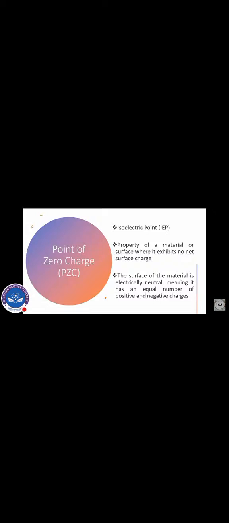Iso means same, the point at which the charges on the surface of a material become zero. It is a property of a material or any surface where it has no net surface charges. When the charges on the surface become equal to zero, then that point is called the point of zero charge. It is the point at which the surface of any material becomes electrically neutral. This means that it has an equal number of positive charges and negative charges. Then we call that point the point of zero charge.